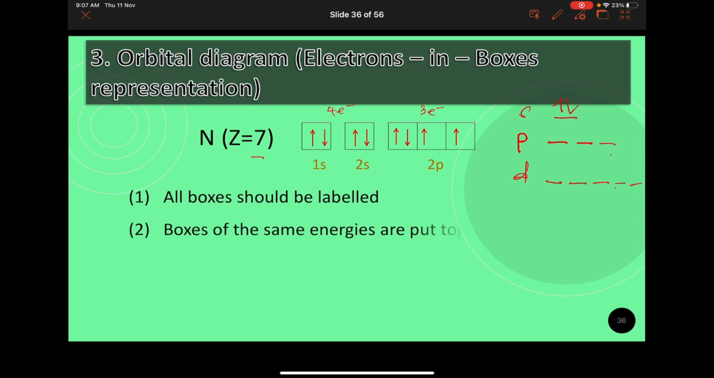Boxes of the same energy are put together. For example, the 2p orbital, as I said, contains 3 houses. If you use the boxes, you need to draw the boxes put together like this, not separated like this one.